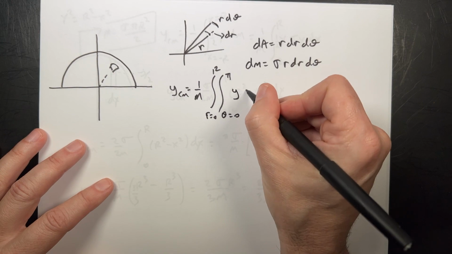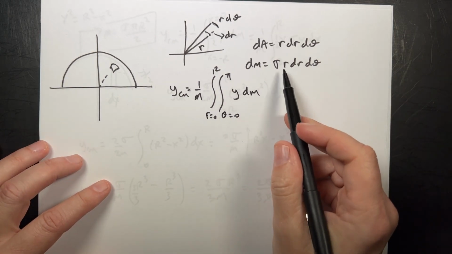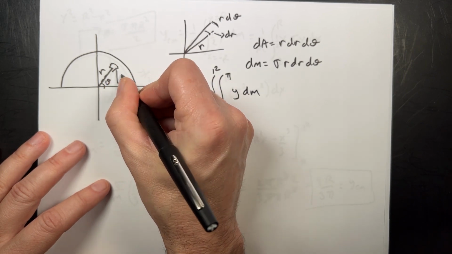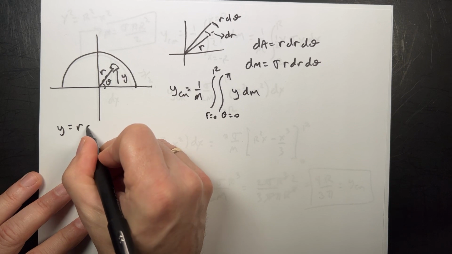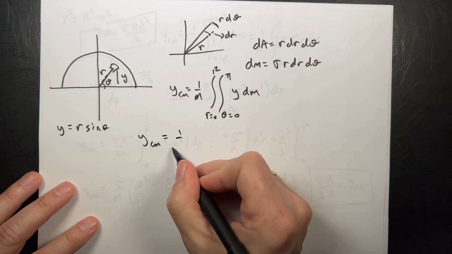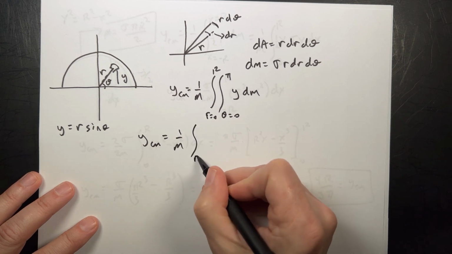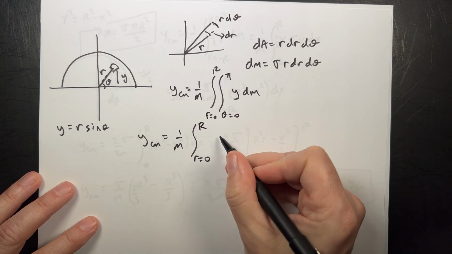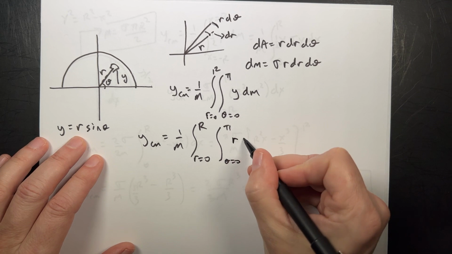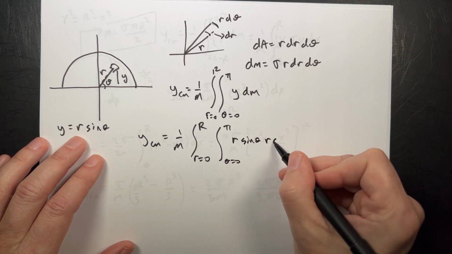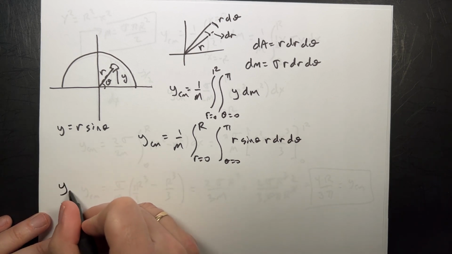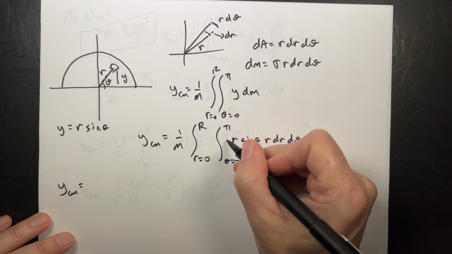And then I have y dm. Now, I have my dm, but I also need to get my y, right? So if this is r and this is theta, then that's y. So y is r sine theta. So if I put that in, I get y center of mass is 1 over the mass, r equals 0 to r, theta equals 0 to pi. And then I get r sine theta, r dr d theta. And of course, we should write that better. Y center of mass, sigma.